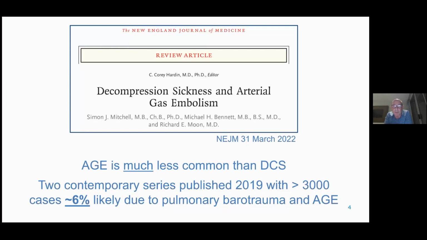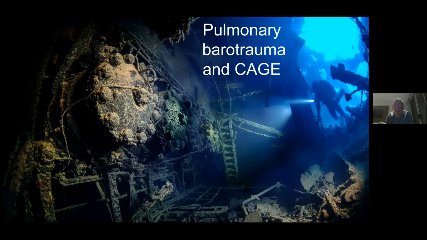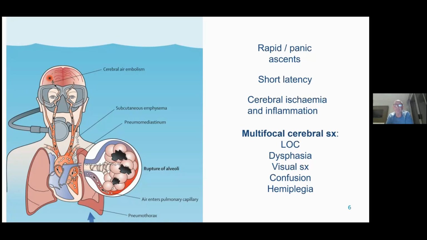So a couple of series that we brought together in this paper in the New England Journal a couple of years ago, 3,000 cases, only 6% of them were due to pulmonary barotrauma and arterial gas embolism. So decompression sickness, bubbles forming from dissolved gas, is the most important of the pathophysiologies. I'll talk briefly about pulmonary barotrauma and cerebral arterial gas embolism.